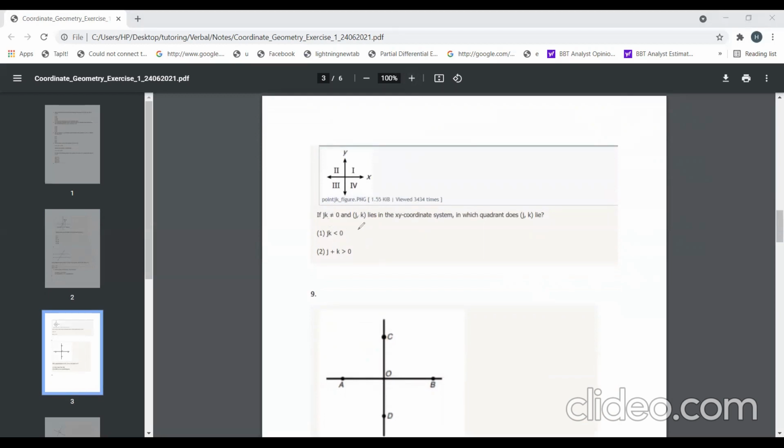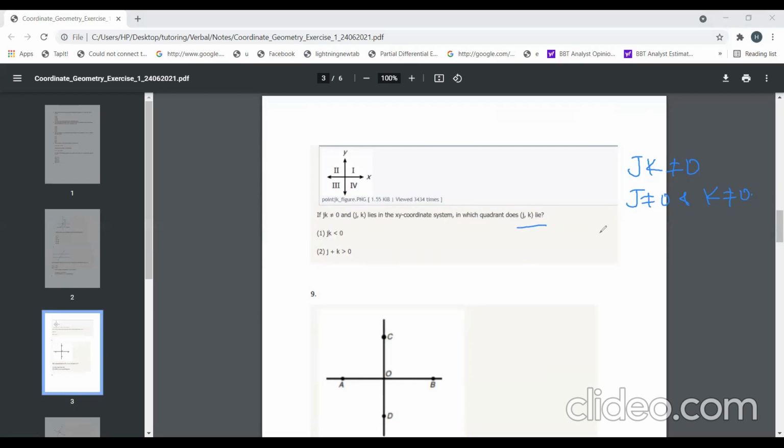If JK is not equal to 0 and JK lies in the XY coordinate system, in which quadrant does JK lie? Okay. So first of all, JK is not equal to 0. That means none of them is 0, right? Yes. And JK lies in the XY coordinate system. In which quadrant does JK lie?